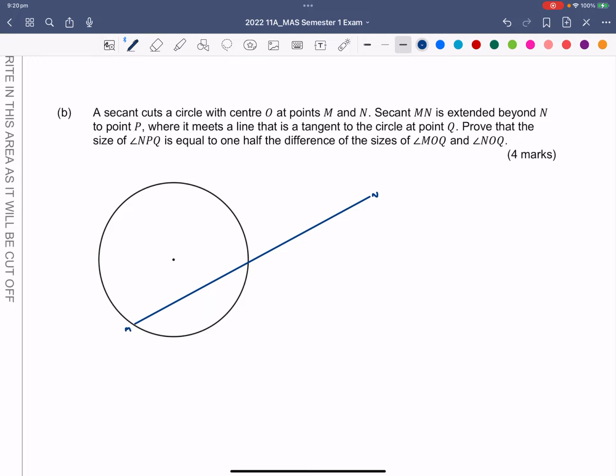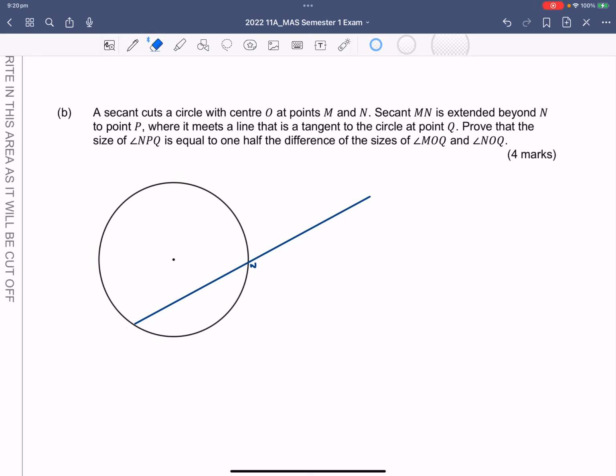Secant cuts a circle with center O at points M and N. Secant MN is, the N is just here, in fact. N is just there. It says it cuts a circle, so there's N. And then luckily I was meant to extend it anyway. I just thought I was going to call that N because that was a secant, but it said it cuts the circle at points M and N.